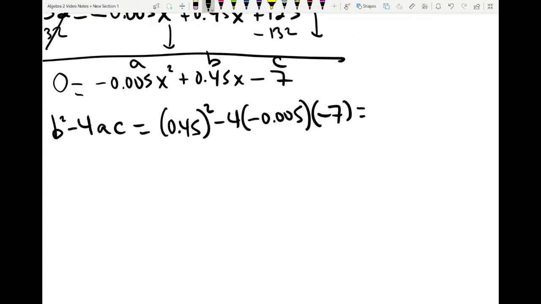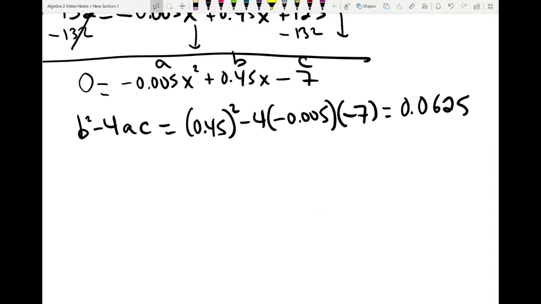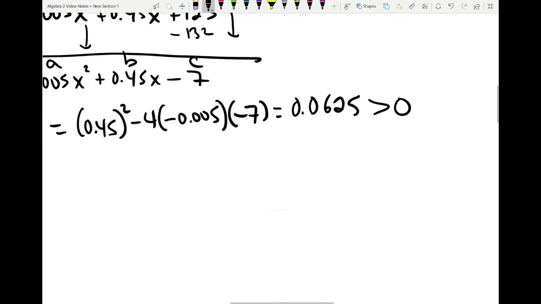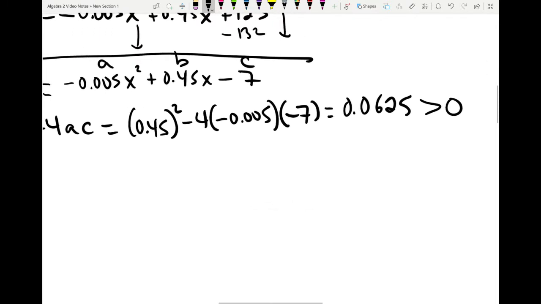And then we're going to see the answer. So we're going to plug this into the calculator and see what we got. So 0.45 squared. So if you plug this in, you're going to get 0.0625, which is greater than 0. All right, if it's greater than 0, that means that you have a solution, right?